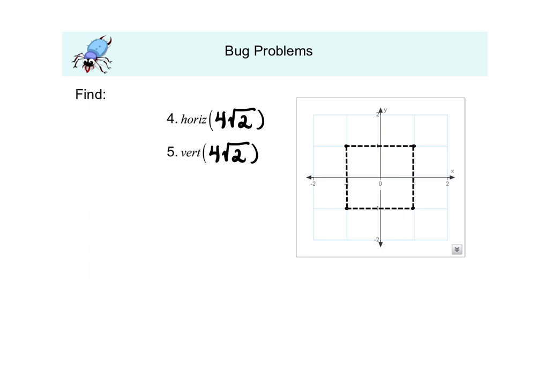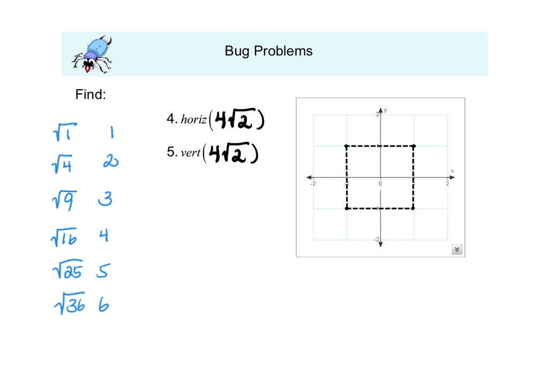Next, I would like to find horizontal of 4 square root of 2 and vertical of 4 square root of 2. Just as before, we need to estimate where that is. The easiest way to do it is to think about how the square root of 1 is 1, square root of 4 is 2, square root of 9 is 3, square root of 16 is 4, square root of 25 is 5, square root of 36 is 6.